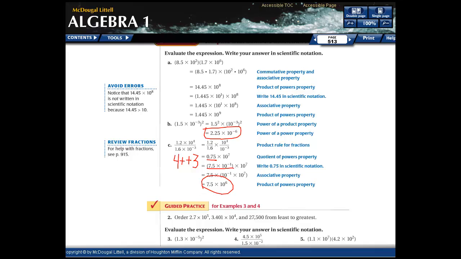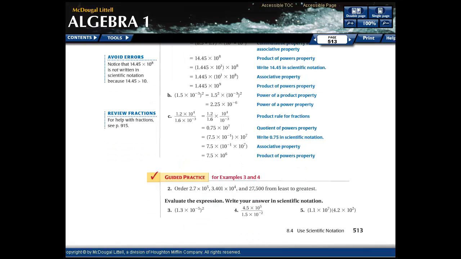Okay. With that being said, we're going to go down here to the guided practice. Number 2, I think you'll probably be okay. So either change them all to scientific notation or all to standard form, whichever one you think is easier, and go that way. Number 3.